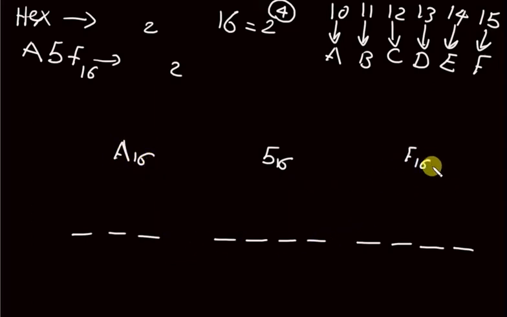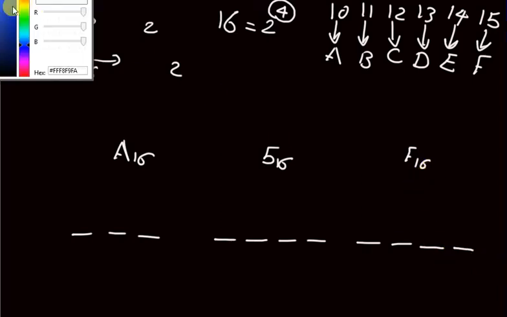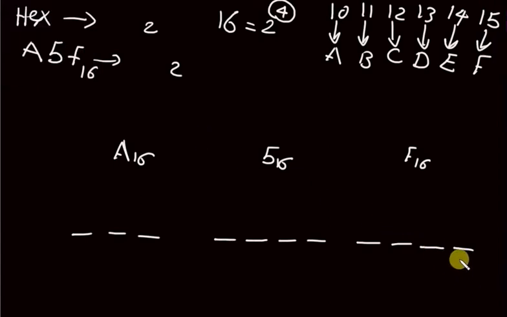Okay, now let's start with F. First, let's put these values down here. I'm going to use this color. This is 2 to the power of 0, 2 to the power of 1, 2 to the power of 2, 2 to the power of 3. The same thing for all of them.